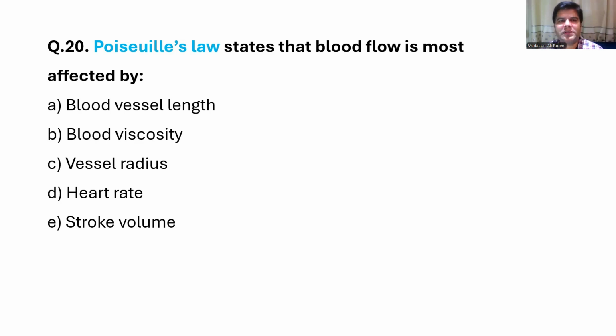Next question is Poiseuille's law states that the blood flow is most affected by, and the options are A blood vessel length, B viscosity, C radius, D heart rate, E stroke volume. And the answer is vessel radius. There are three important factors that affect vascular resistance, and these are radius, length, and viscosity.